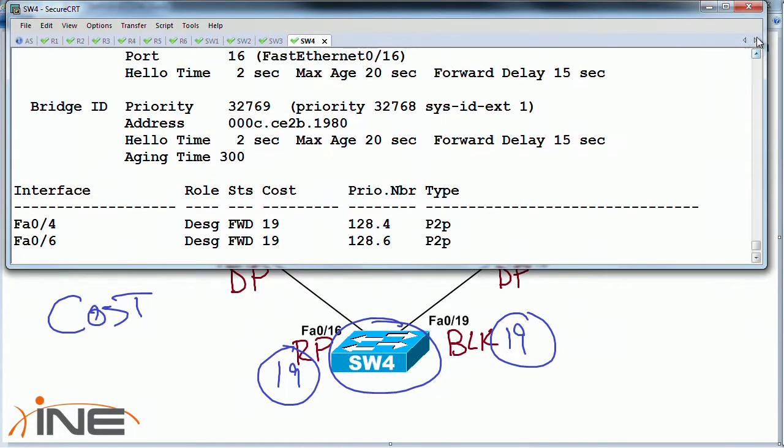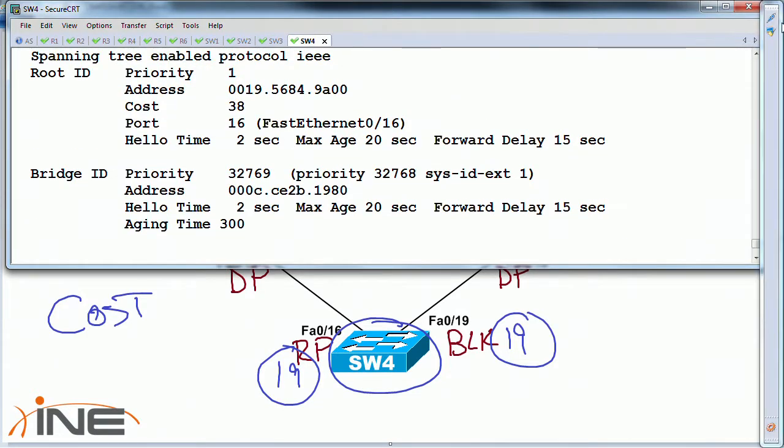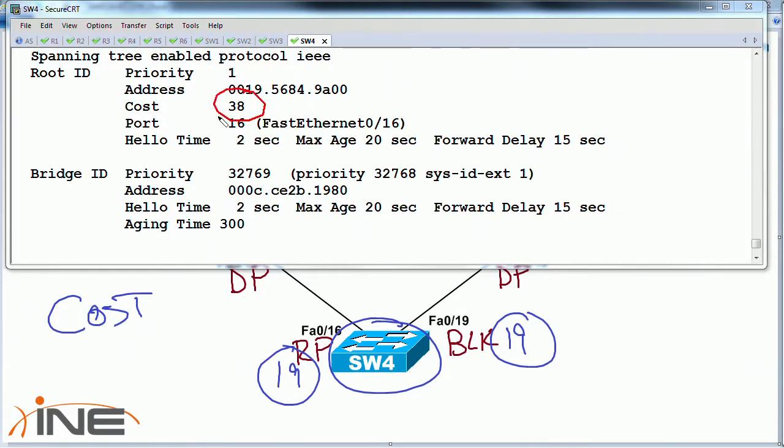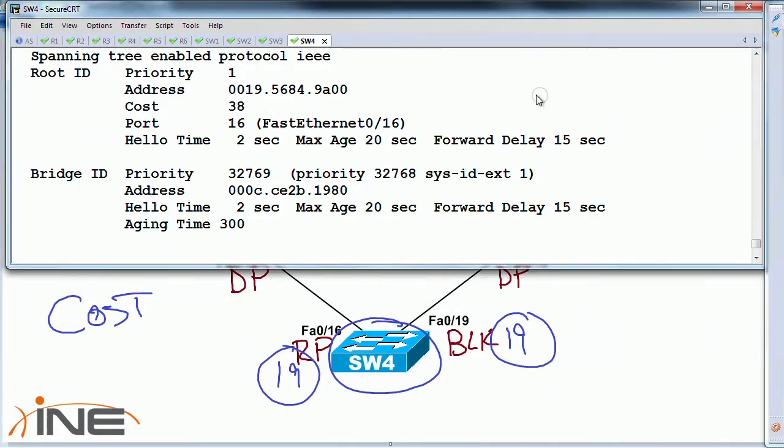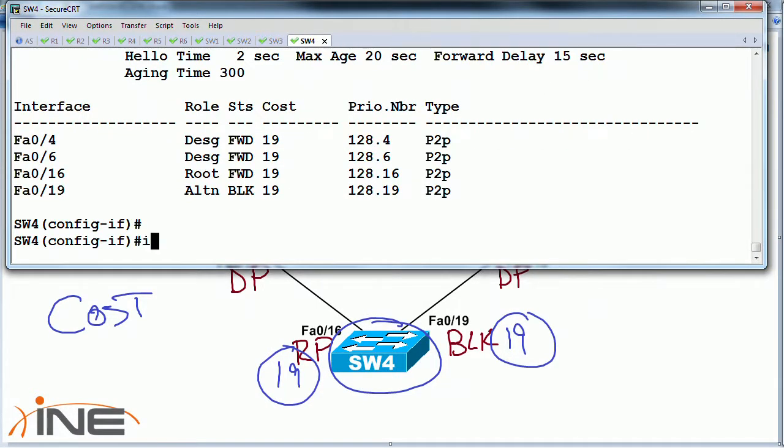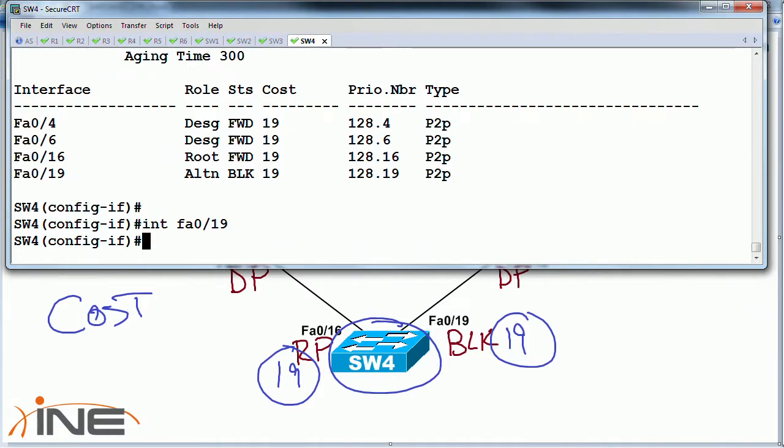I would see this if I scroll up a little bit further. That's what my end-to-end value is, the root path cost. So if we were to go to interface 19, there's a couple of different ways to change this. The cost itself comes from what? The cost comes from the bandwidth of the link. So if the link had a higher bandwidth, it would mean it had a lower cost.